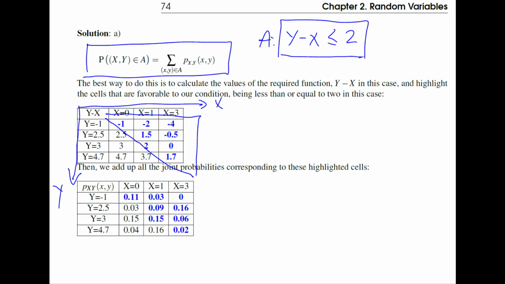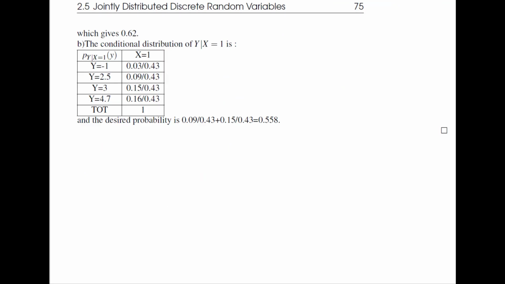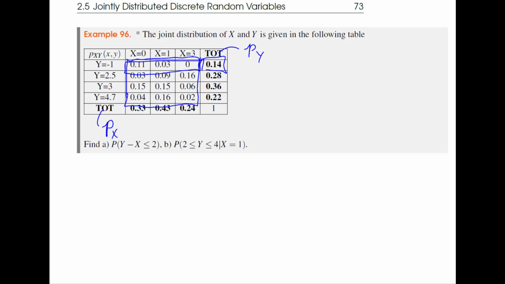So this is your area A, and all you do is add up all the probabilities inside this area, which are shown in the second table right here. This is the same PMF. If you go up and down, it's the same numbers. It's just highlighted so that the ones in blue are in the area A of interest. And simply you add all those blue numbers up and you get 0.62. Then the question in part B is, what is the conditional distribution of y given x equals 1?